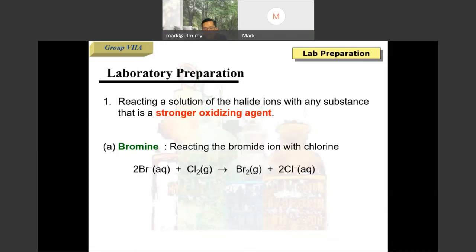Laboratory preparation. In our labs, we can also do these reactions. Like what we have done earlier for bromine, we only use the chlorine gas to extract the bromine. So that's also one of the methods. Most importantly, we have to use a substance that is a stronger oxidizing agent compared to the halogen that we intend to extract.